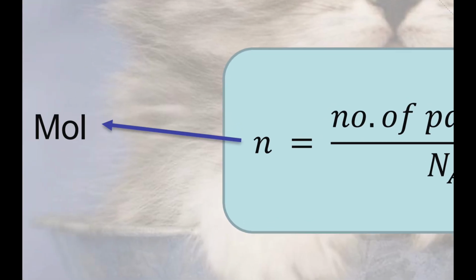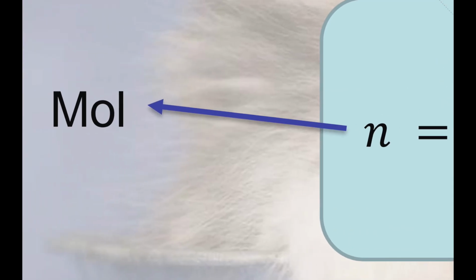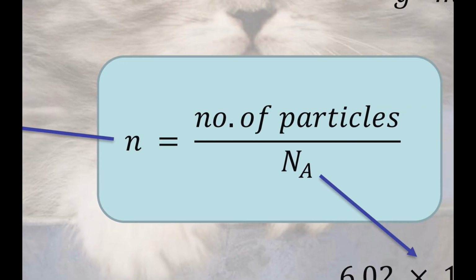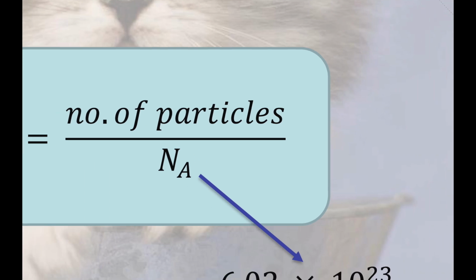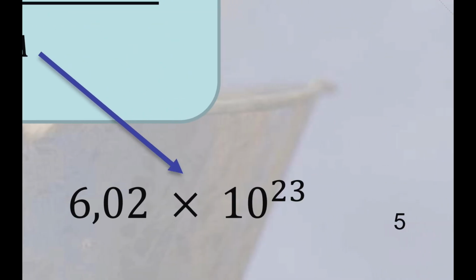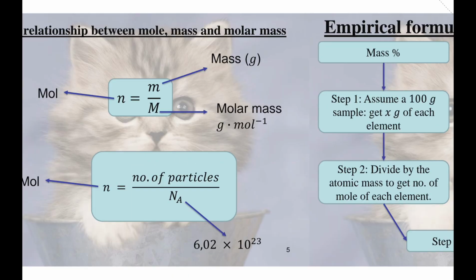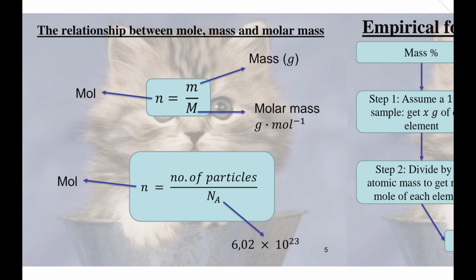Look at this one. This is just an intro, so it's good to show you before we do different questions. N here represents number of moles, and on top we have big capital letter N, which represents number of particles, and at the bottom we have Na, which is Avogadro. Remember, Na is not the same as big capital letter N. Na represents Avogadro's constant, which is 6.02 times 10 to the power 23. And this is the relationship between mole mass and molar mass.